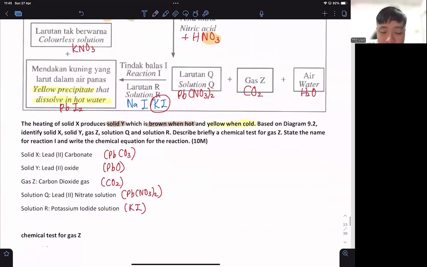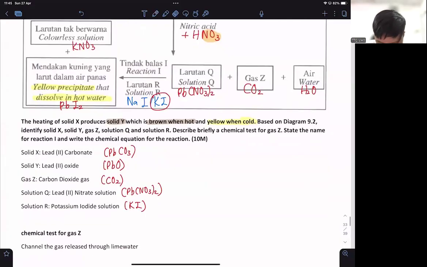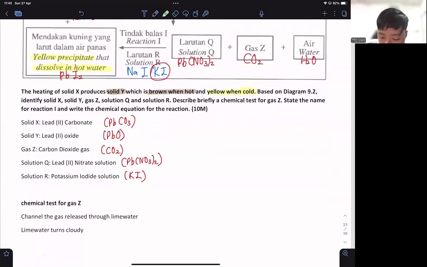Then the chemical test for carbon dioxide gas. Okay, this one, the lime water one. The lime water turns cloudy. If they ask you for the chemical test for carbon dioxide.